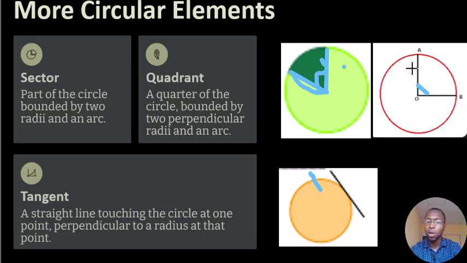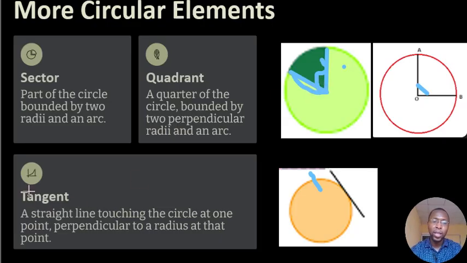A quadrant is a region bounded by two radii and an arc, where the angle between the radii is 90 degrees. However, for a sector, the angle between the two radii is lesser than or greater than 90 degrees.